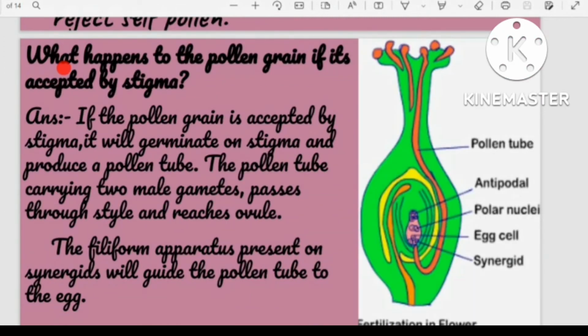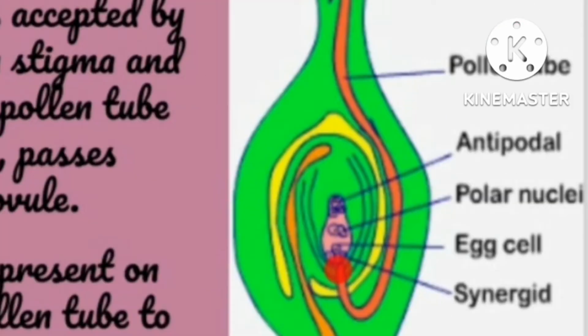What will happen to the pollen grain if it's accepted by stigma to germinate? So if the pollen grain is accepted by stigma, it will germinate on the stigma and it will produce a pollen tube. The pollen tube carrying two male gametes will pass through the style and they will reach the ovule. So there is filiform apparatus present on the synergids here, present near the egg, and filiform apparatus will be guiding this pollen tube to reach the egg.